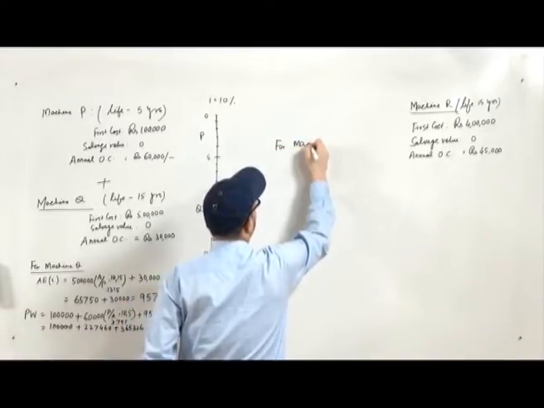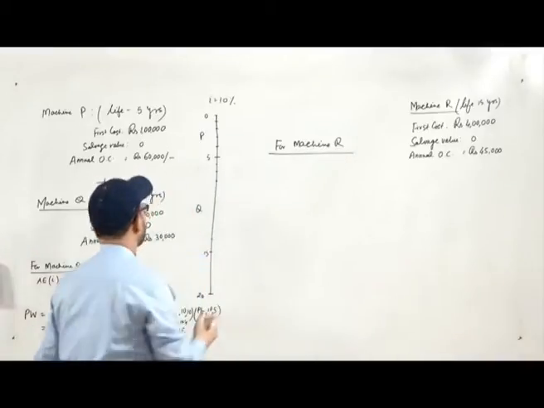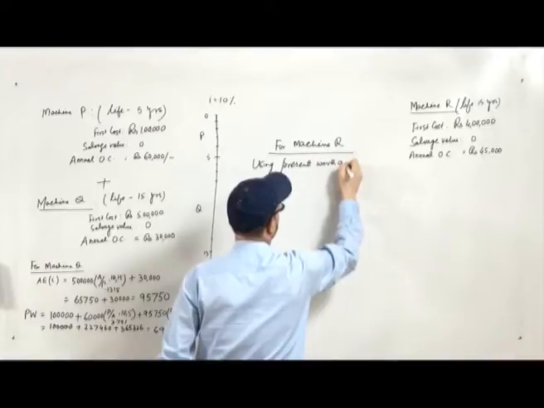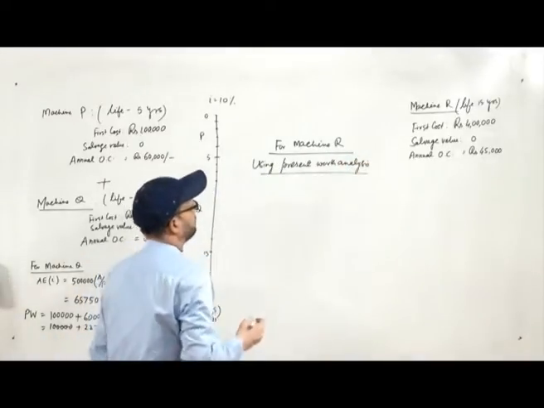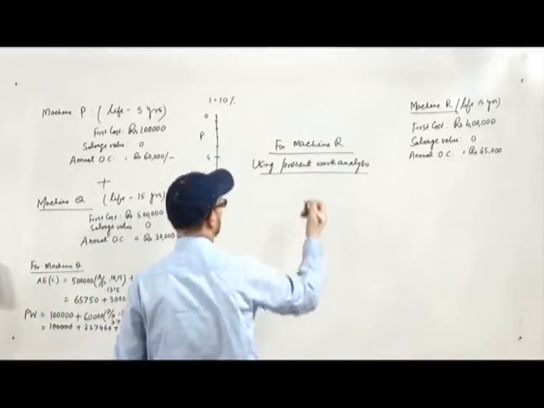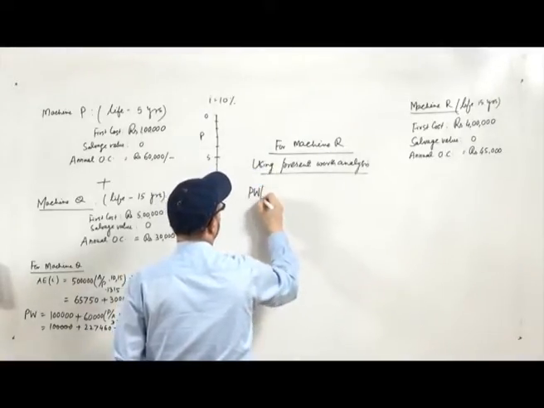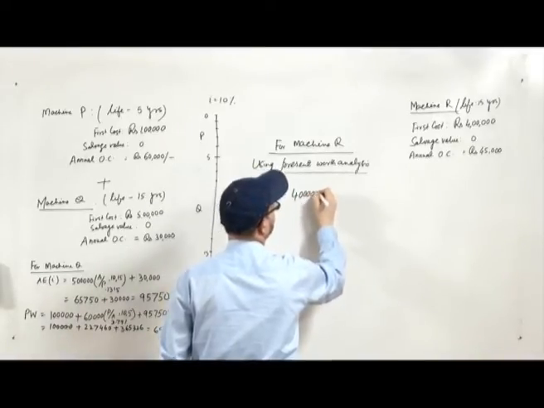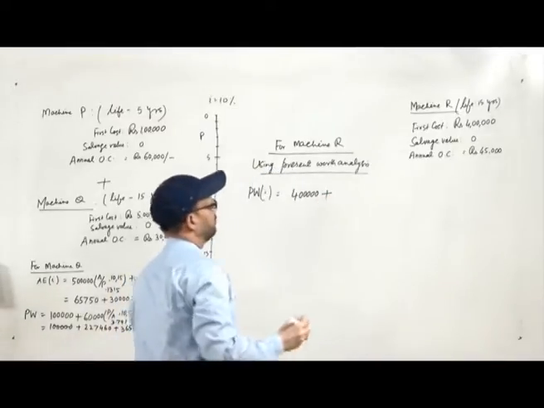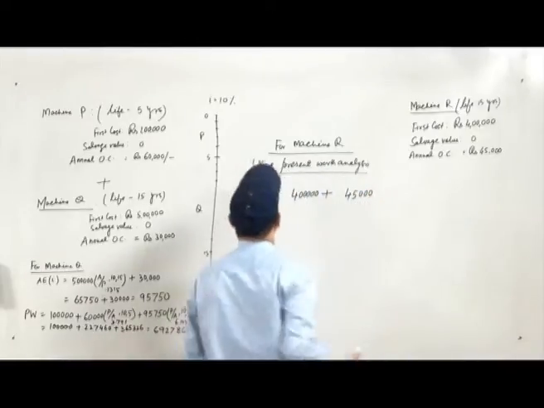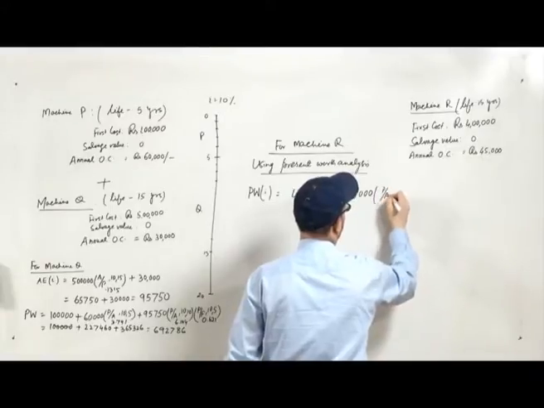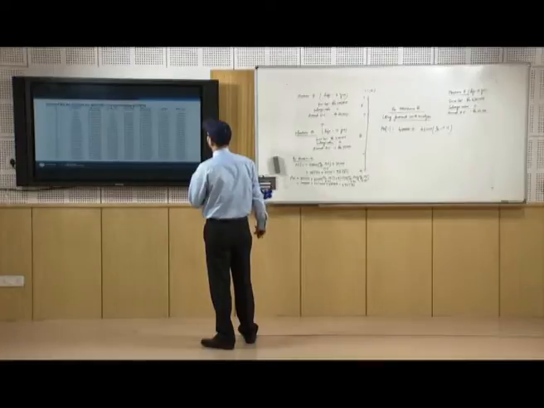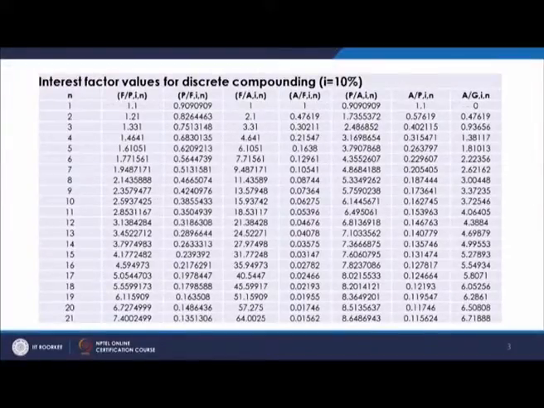For machine R, using present worth analysis, since the life is 15 years, we can directly get the present worth value. The present worth will be, you have the cost of 4 lakh plus annual operating cost of 45,000 used for 15 years. So, P by A 10, 15. If we take the value of P by A 10, 15, it is 7.606.